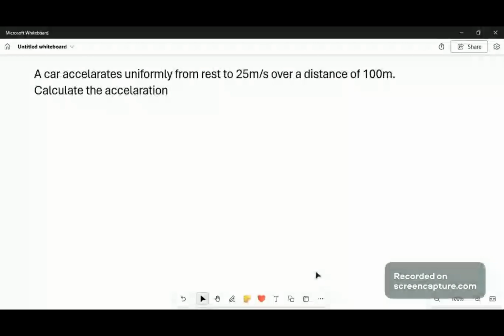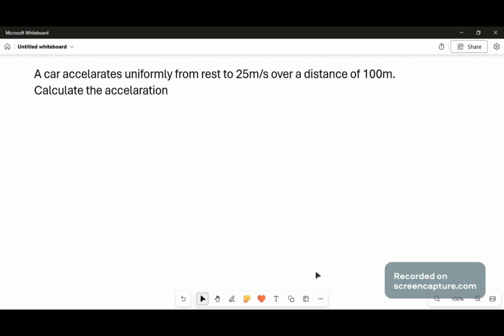Next, we shall dive into some questions associated with kinematic equations. We are moving to the first question. A car accelerates uniformly from rest to 25 meters per second over a distance of 100 meters. Calculate the acceleration. Actually, this is a simple question. So, I'll tell you a trick to do questions without making any mistake.